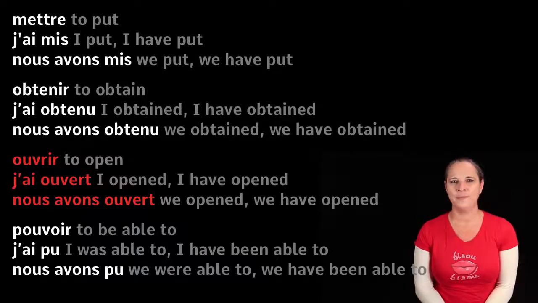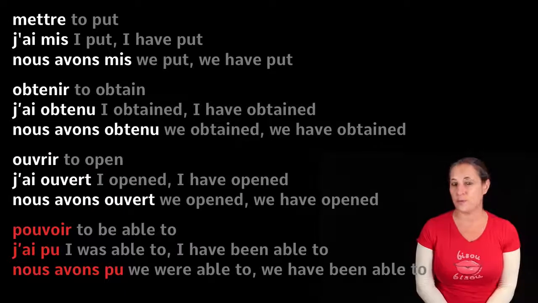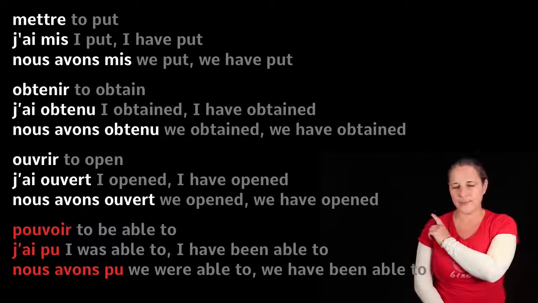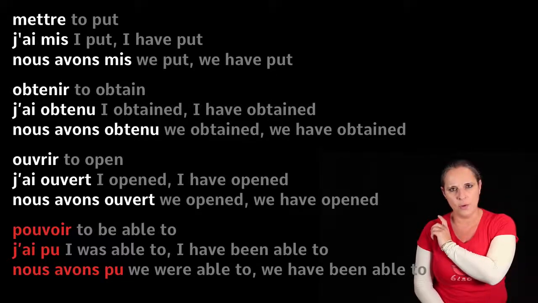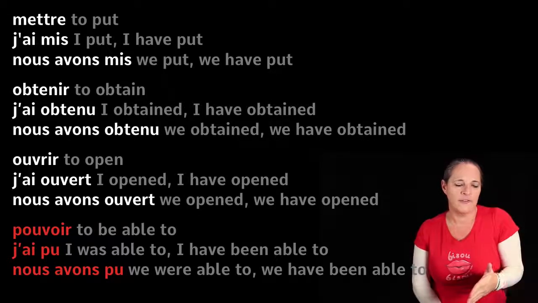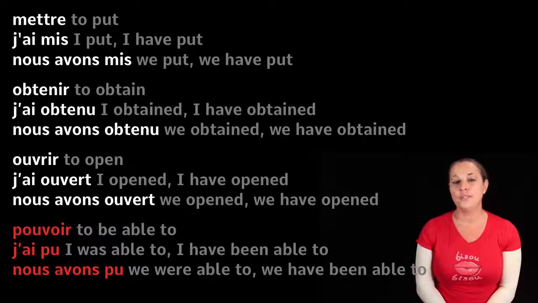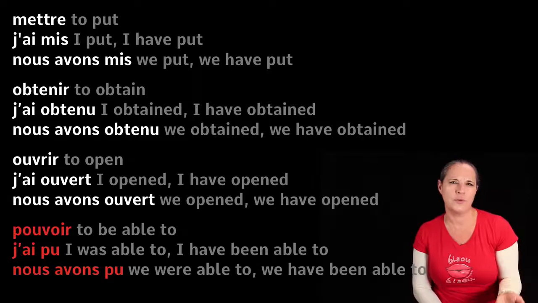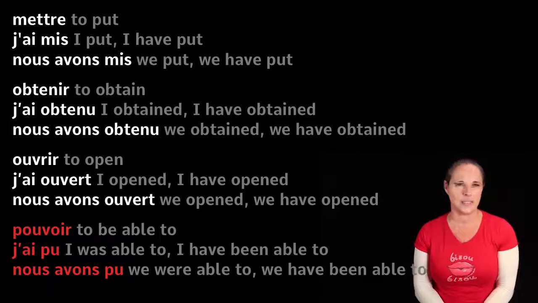Pouvoir, to be able to. Now, this one is odd. Super odd. Have a look at the past participle of pouvoir. It's pu. J'ai pu. I have been able to. Nous avons pu. We have been able to. We were able to. It's a very hard verb to translate, this one.